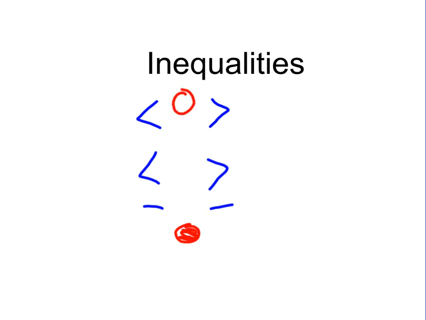Inequalities, really the only difference, well, there are two major differences between an inequality and an equation. Inequalities have the less than sign, the less than or equal to sign, the greater than sign, and the greater than or equal to sign. So that's our major difference there. And our less than or equal to, greater than or equal to signs are going to be filled in dots when we go to graph them. Our less than and our greater than signs are going to be open dots when we graph them.